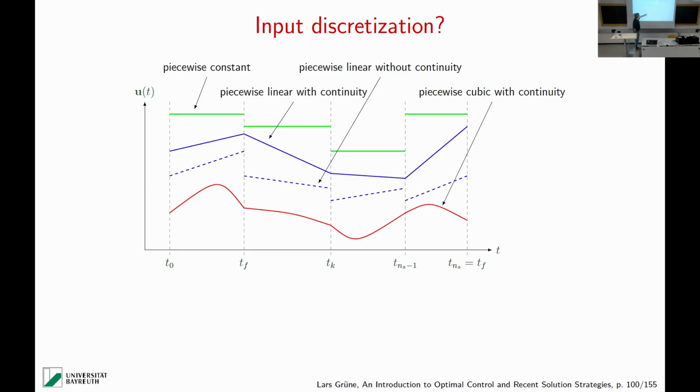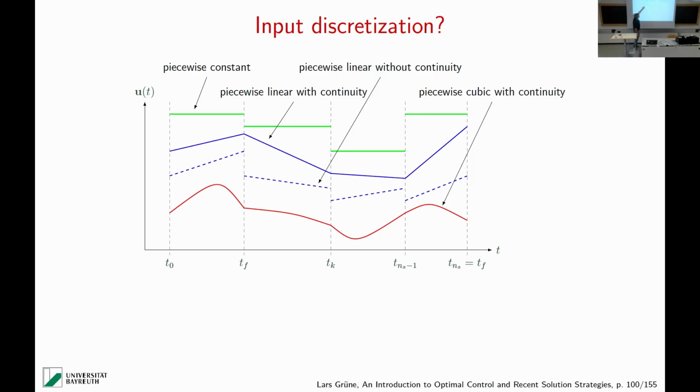This is actually a typo. This should be T1, so this is not TF. TF is right. Anyway, these are the discretization steps. So piecewise constant would be that. Then you could have piecewise linear requiring continuity. I used that on Tuesday for the optimal value function. This was the picture that I had, but here it is for the control function.